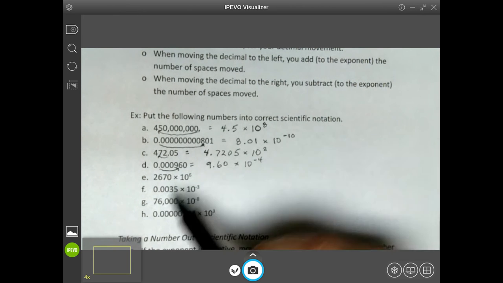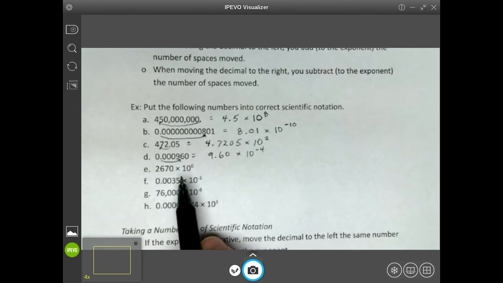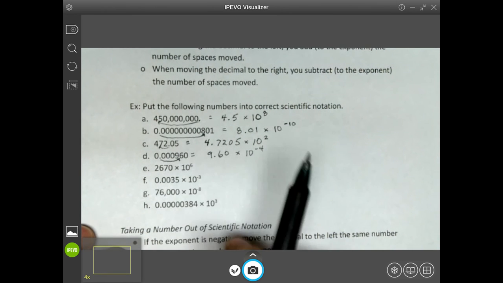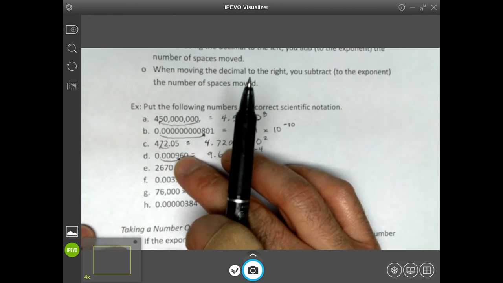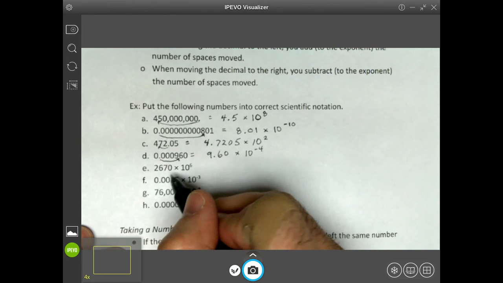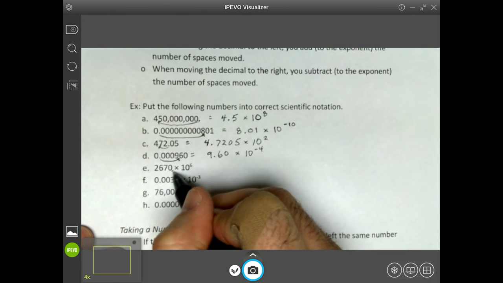The next ones, we're going to put into correct scientific notation. They're already in some form of it, but it's not really correct because our beginning number is not between 1 and less than 10. So ignore the times 10 part to start off with. We're just looking at this. No decimal means the decimal starts at the end. Where do we want to move the decimal?